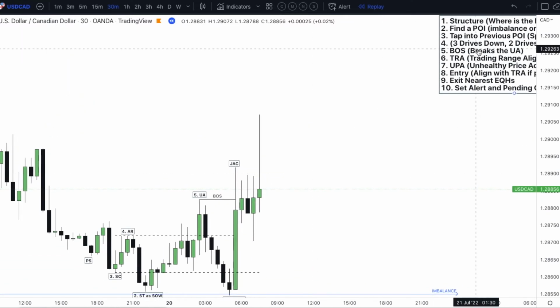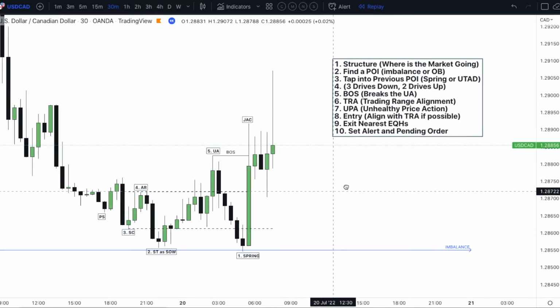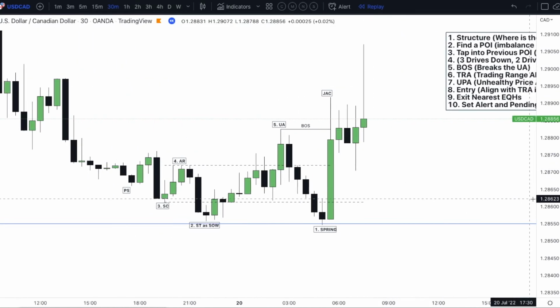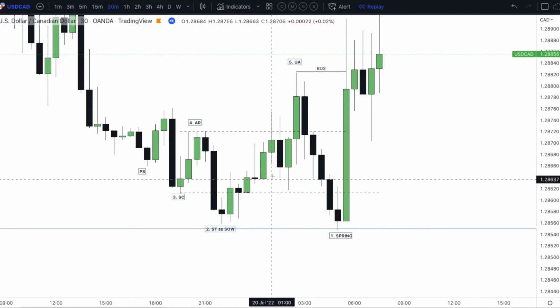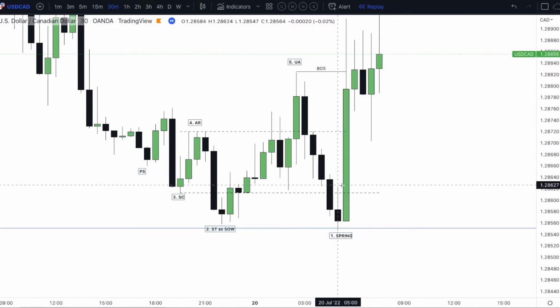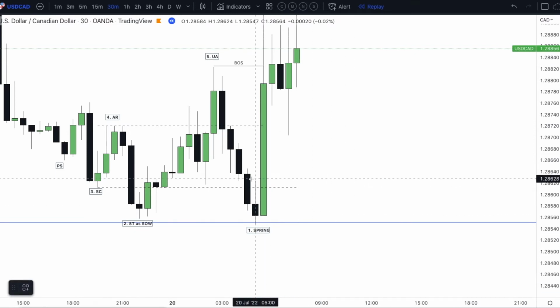All right, let's look at our rules. Next, it says after your break of structure, we want to look for trading range alignment. So what does that mean? When we were marking up our trading range, I said you can utilize the wicks or the body. As we can see in this area here, we have this huge imbalance, and we can see that price has rapidly raced away from our spring. Okay, so we have an imbalance right here.